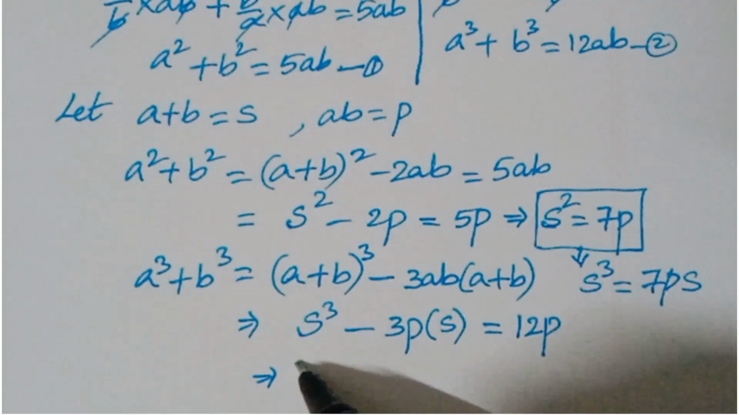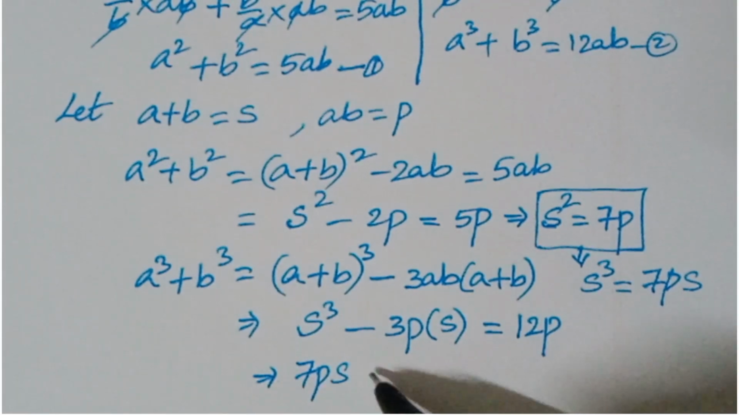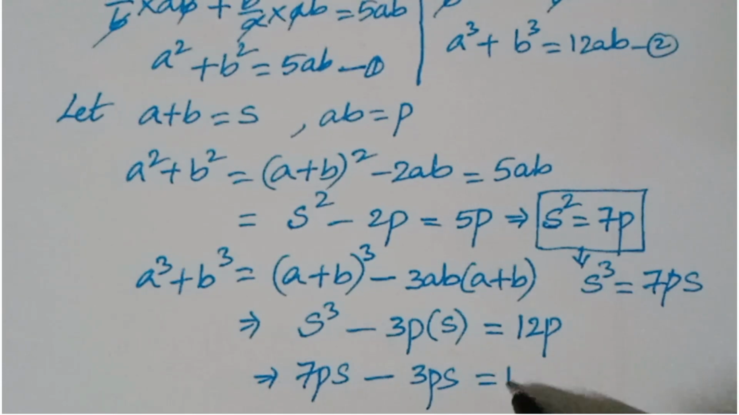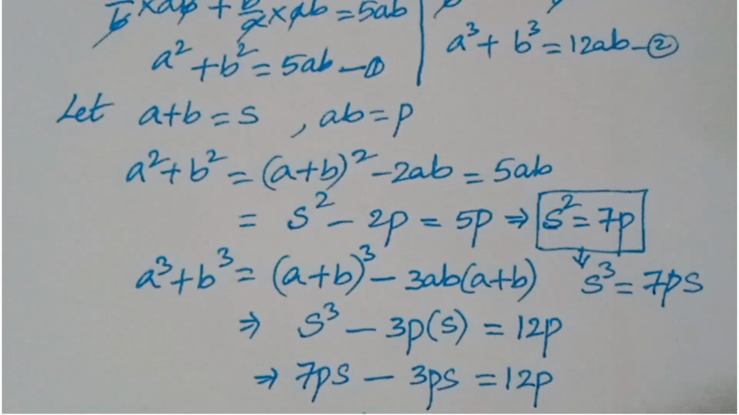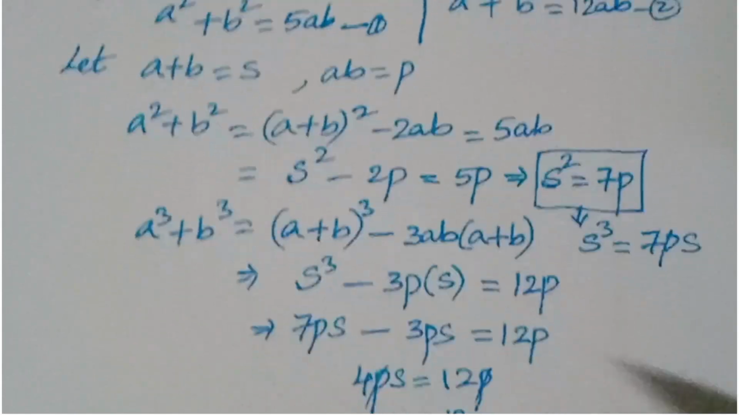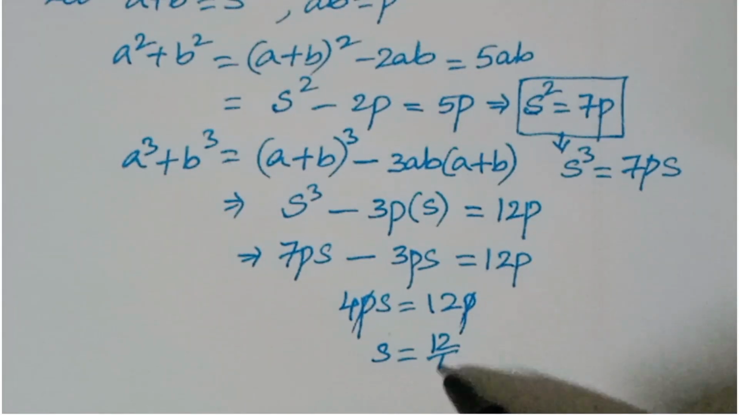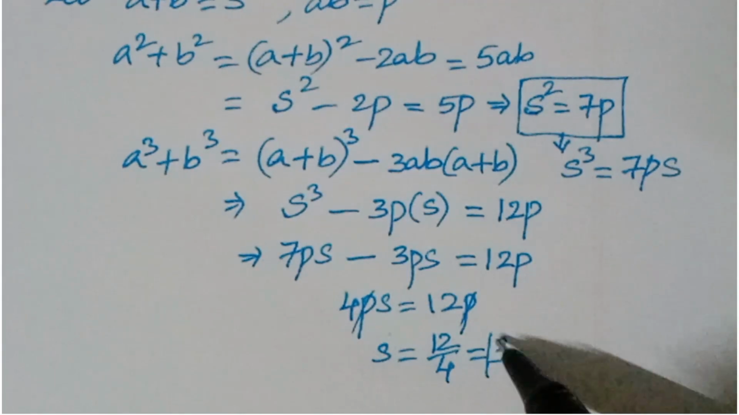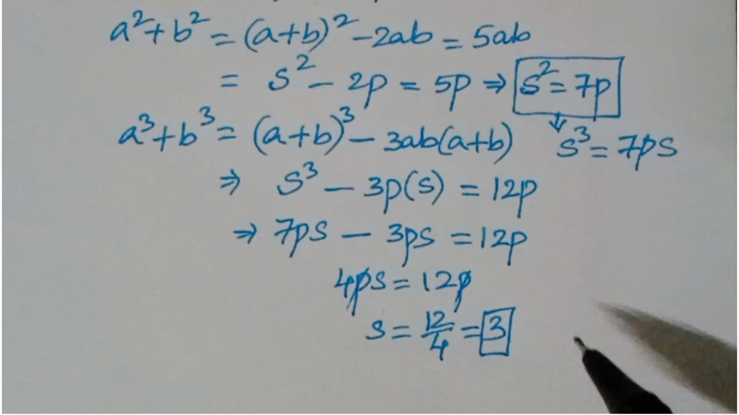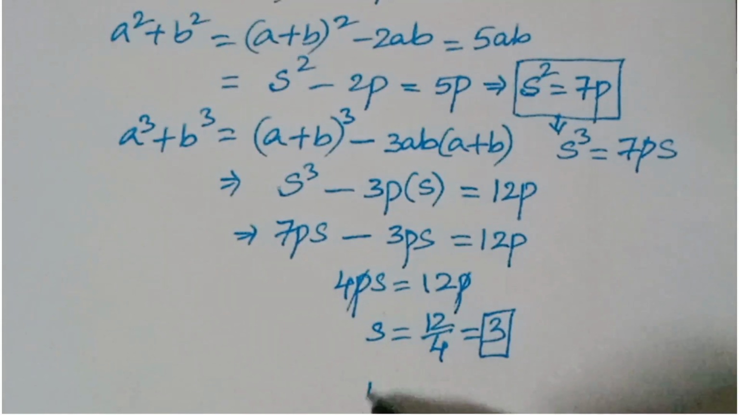That we are substituting here. 7ps minus 3ps is equal to 12p. 4ps is equal to 12p. So here p gets cancelled. s is equal to 12 by 4. You are getting 3.